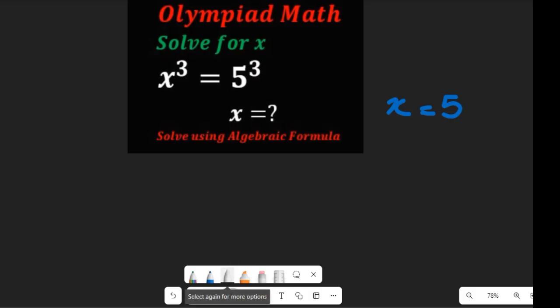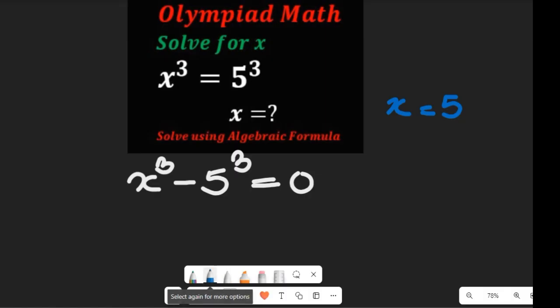How about if we make it this way, x to the power of 3, subtract 5 to the power of 3 from both sides, then the right hand side will be equal to 0. Now, if you look at this expression thoroughly, you come to find out that the left-hand side forms what we call an algebraic expression. Do you recall that algebraic expression?